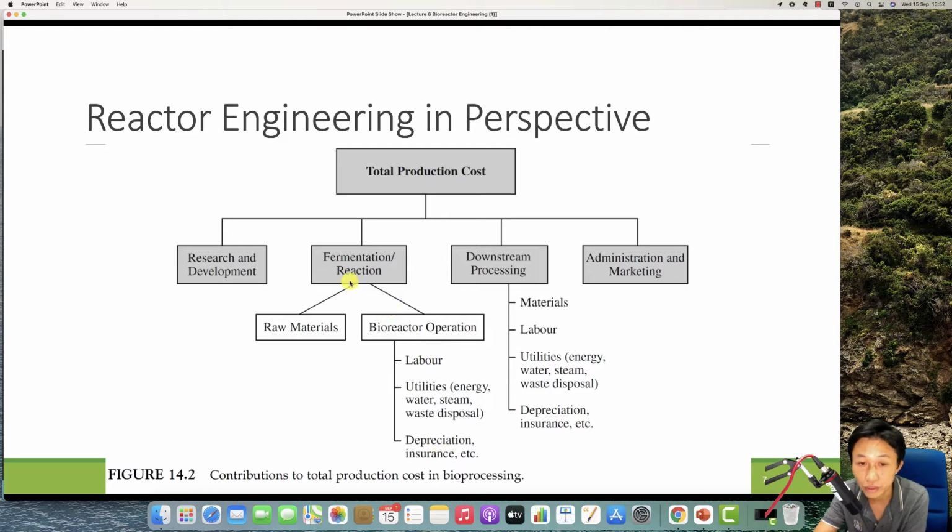And after you produce, you have downstream processing. You need to purify your product, for example, and it comes with material, labor, utility as well, similar to the production process. And after that, you need to market your product as well, because you want to sell to someone else who doesn't know technically about your work, for example.